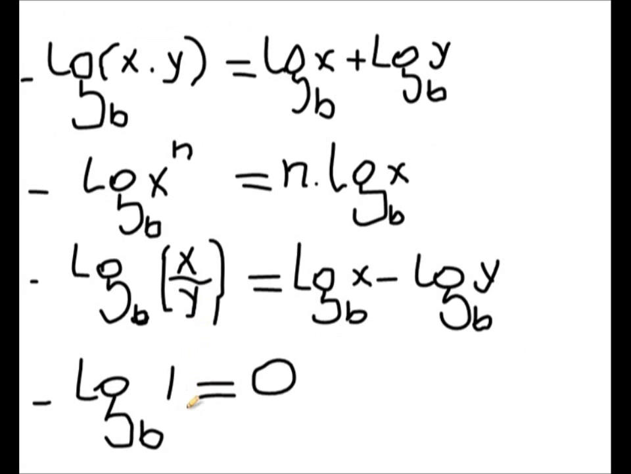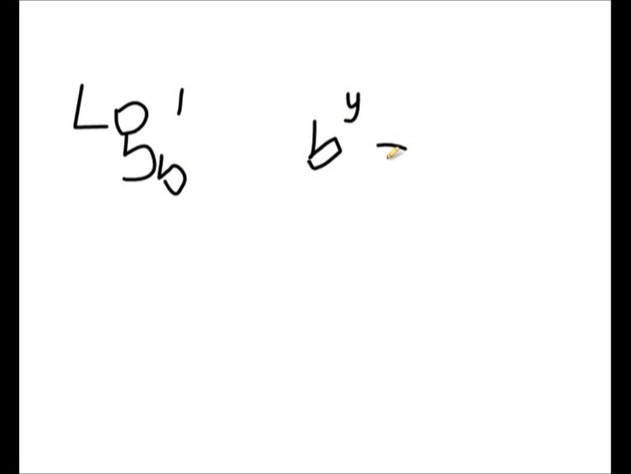And what about this property, log 1 equals 0? Why does log 1 equal 0? Understand, whatever the base, if I have log base b of 1, what I'm trying to find is the exponent. That means what is the exponent of b such that I have that equal to 1? Okay, whatever the base, to have 1, the exponent should be 0.